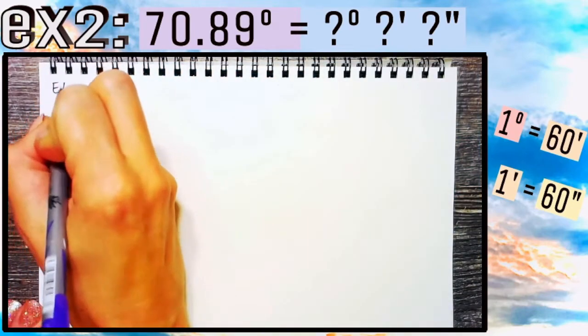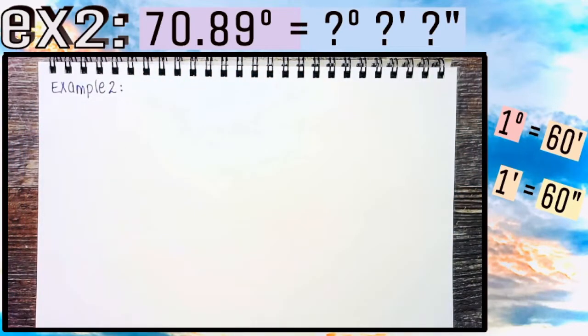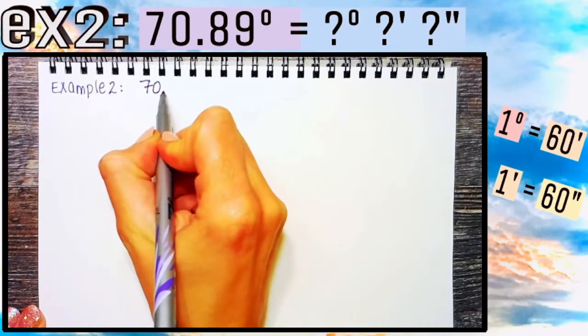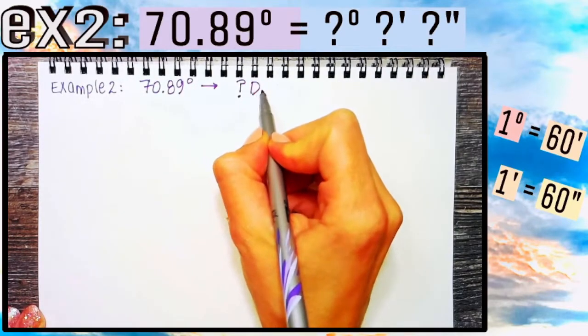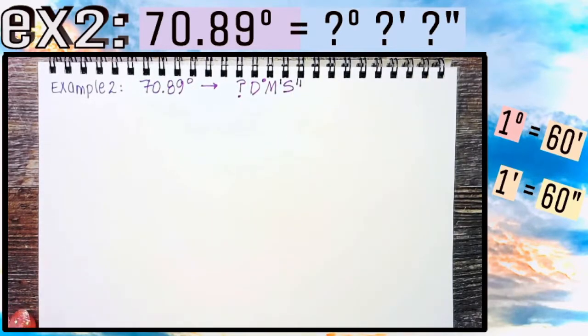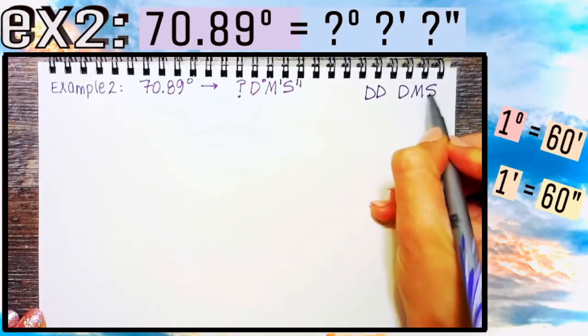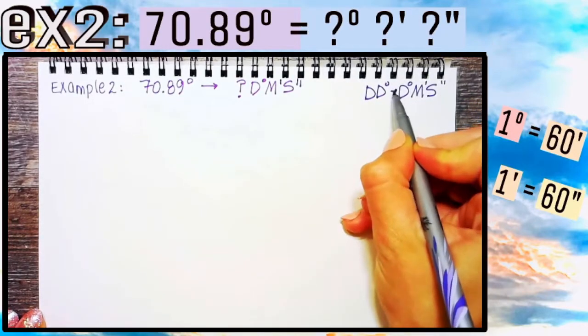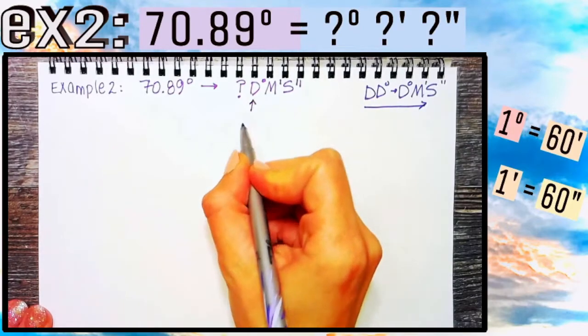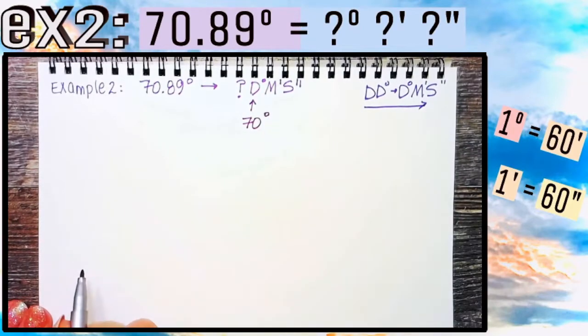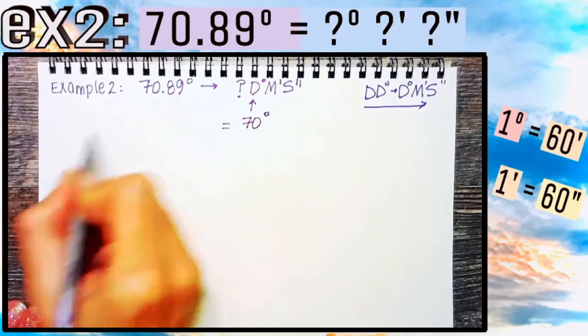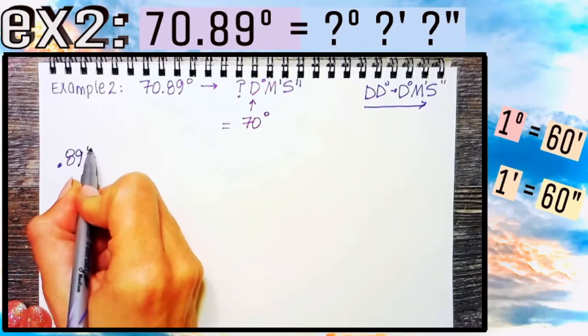In example 2, we're given a decimal degree measure of 70.89 degrees, and we want to convert this to degrees, minutes, seconds. Now we're going from left to right, so we're going to change from degrees to minutes to seconds. The 70 degrees is a whole amount of degrees, and that part remains untouched. The 0.89 degrees is what we'll be working with.